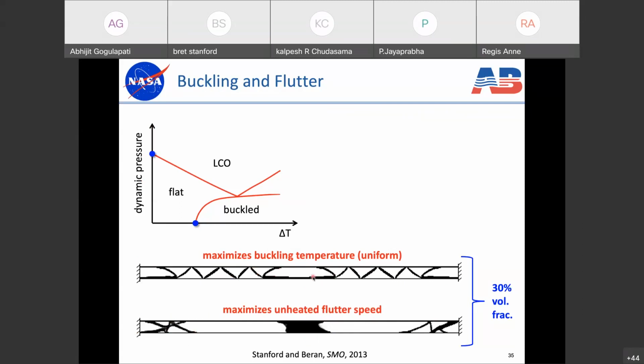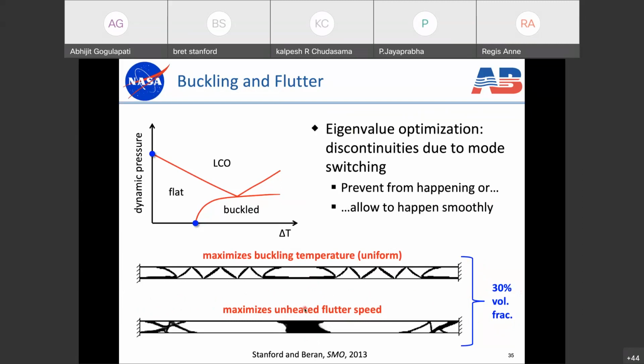For buckling, we have no interest in vibration frequencies, but for flutter, we definitely do. And so these designs are apples to apples in the sense that they have the exact same mass, they have the exact same volume fraction. In this case, a 30% volume fraction. The buckling topology is completely symmetric left to right. The flutter topology is not symmetric left to right, and that's due to the biasing effect of the flow.